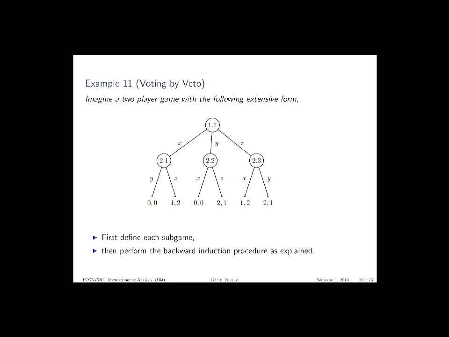So what we're going to do here is find the SPE of the following game, voting by veto. Player 1 moves first, X, Y, Z, and then player 2 decides between the remaining options. If player 1 chooses X, then 2 has only Y and Z. Player 2 has X and Z if player 1 chooses Y, and player 2 has X and Y if player 1 chooses Z. Now you may ask me, why did I choose 1.1 here?